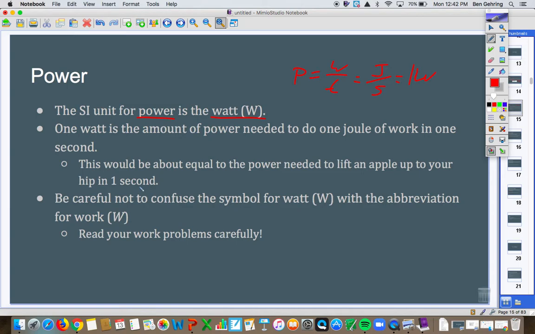And then you need to be really careful not to confuse the symbol for watt, W, with the abbreviation for work, which is also a W. This amount of power, 1 watt, is roughly the same as lifting an apple from the ground to your hip in about 1 second. So picking an apple off the floor and taking it to your hip in 1 second would be 1 watt of power. And we have to be really careful about watts versus work in our units there.